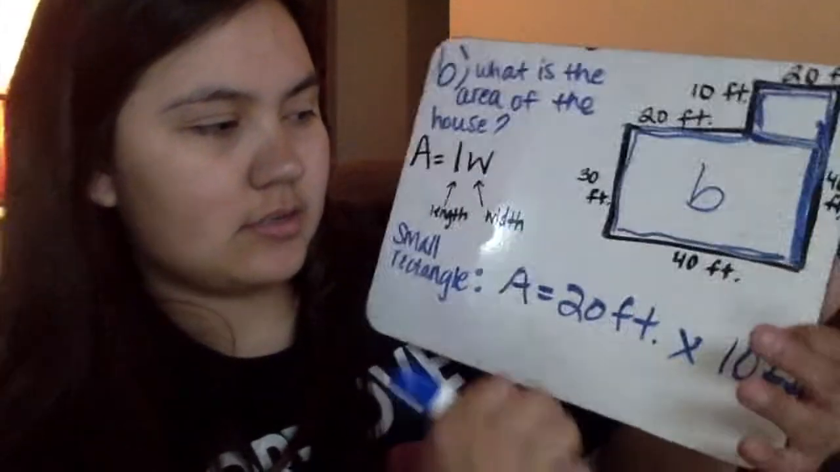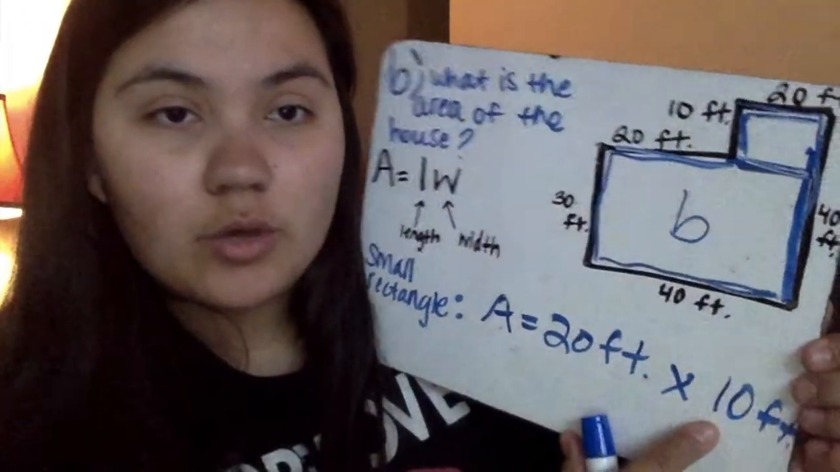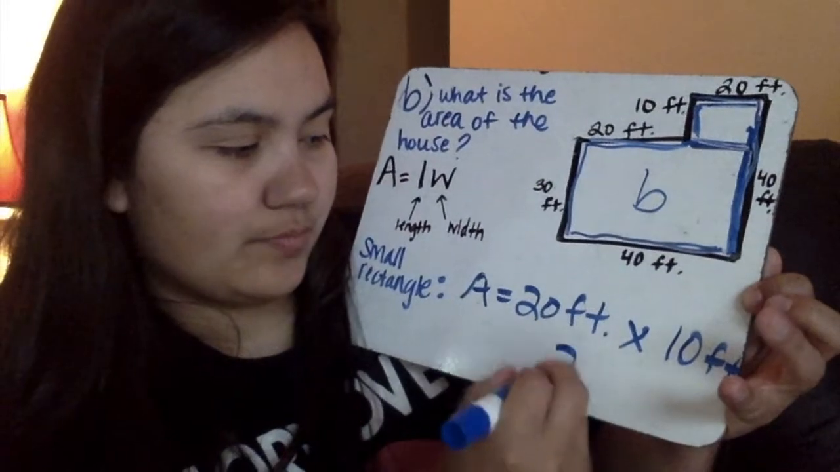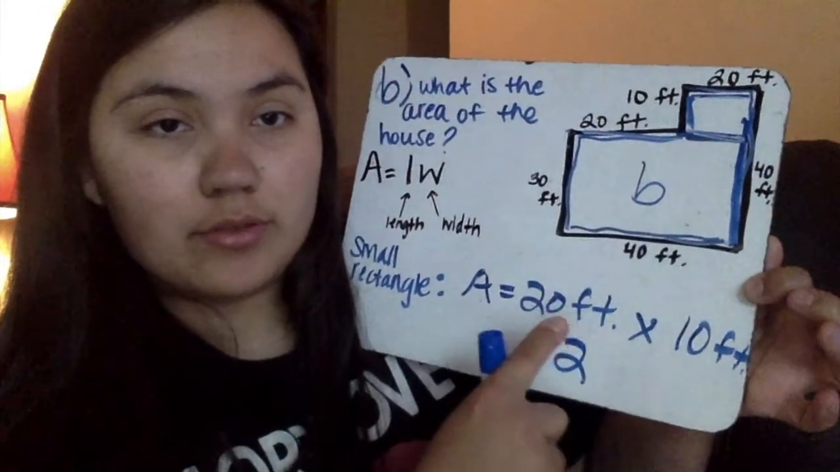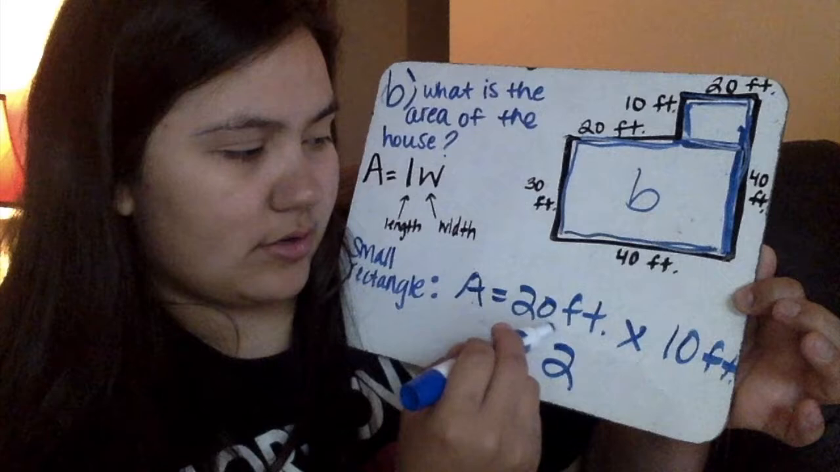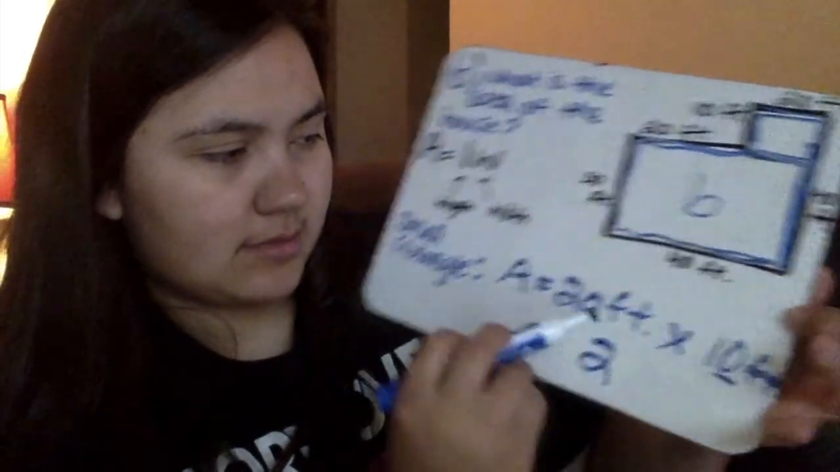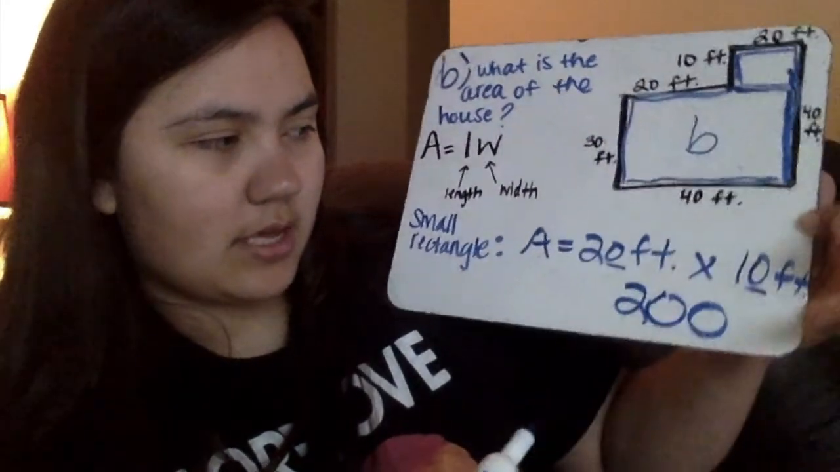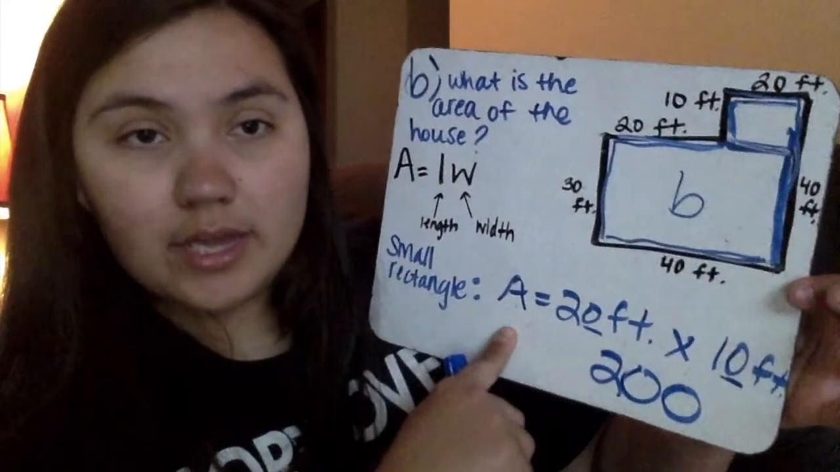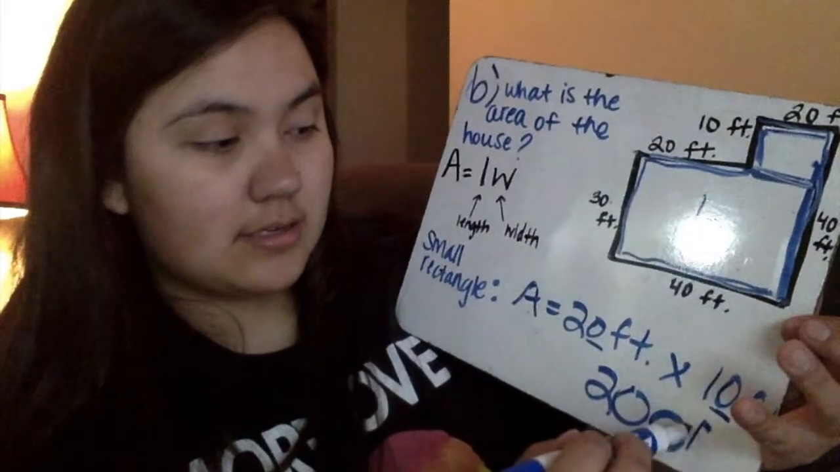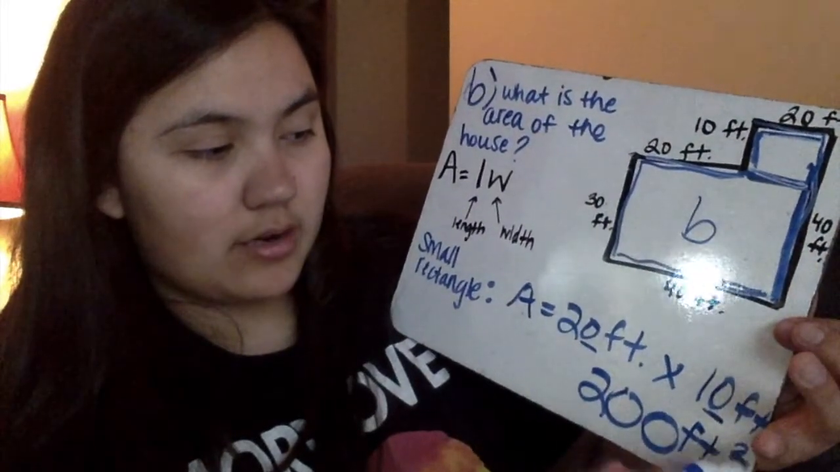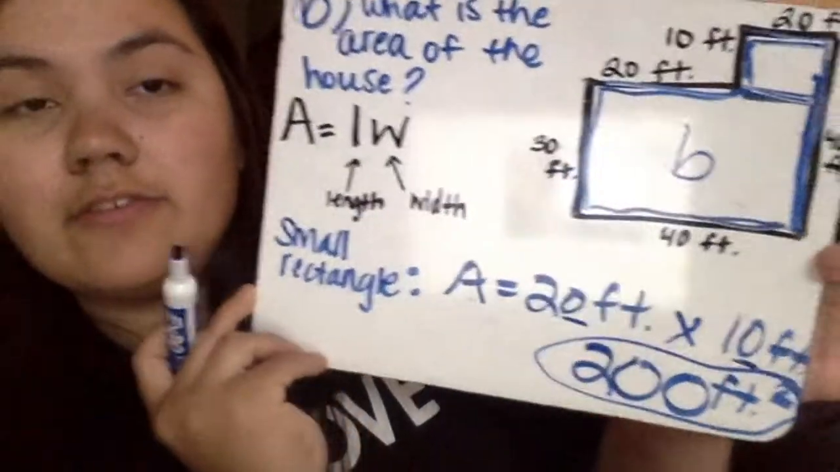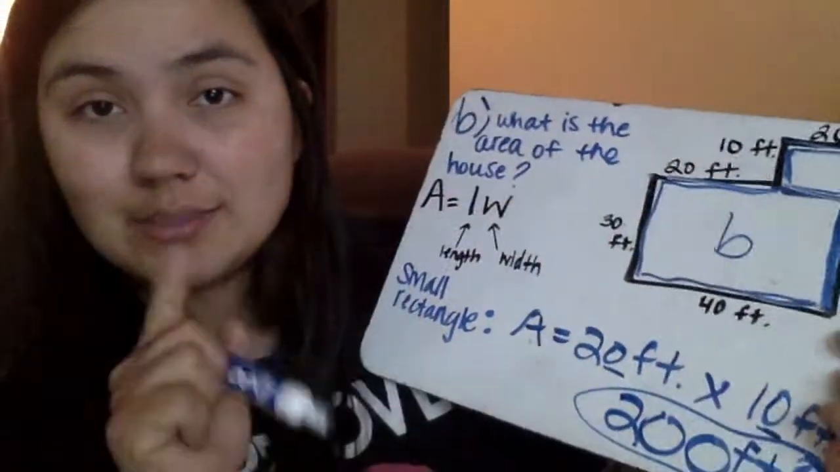So when we take 20 times 10, these are multiples of 10, so you can cover up those zeros and just take 2 times 1, which is 2. And since they both had a 0 in the ones place, we have 2 zeros then. And since we're doing area, we're going to have feet squared. 200 feet squared. Now that's the small rectangle.